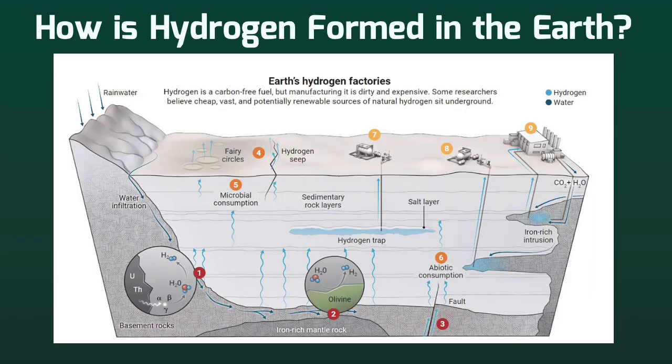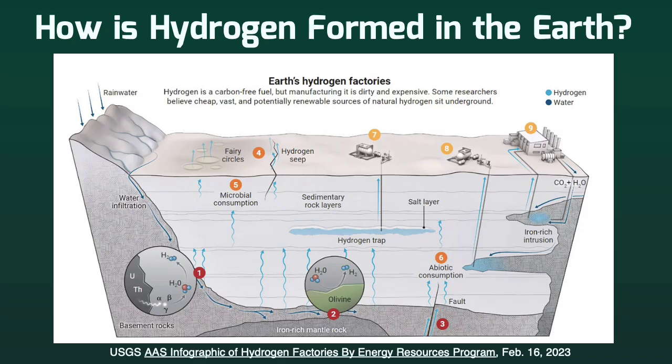Shown here is an infographic by the U.S. Geological Survey that outlines multiple ways how hydrogen is produced in the Earth. The main way it is produced is by warm or hot water reacting with the iron in the rock. Since there is warm or hot water and iron in the rock in many areas of the Earth's crust, it can be assumed that hydrogen is being produced in these areas around the world.